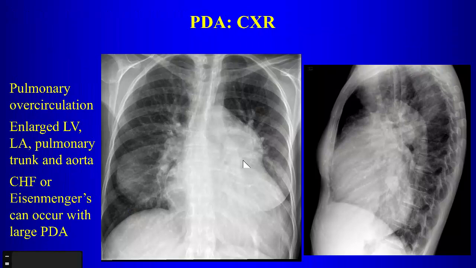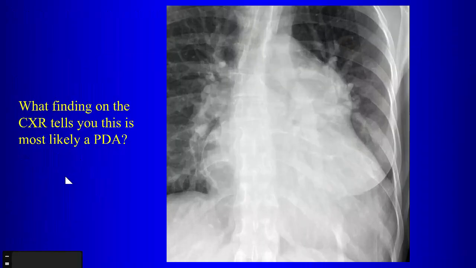Pulmonary overcirculation, big pulmonary arteries here, okay? And PDAs can result in Eisenmenger's. This was an adult patient who had Eisenmenger's because of the PDA. What finding on the chest x-ray tells you that this is a PDA? We have overcirculation, big pulmonary arteries. If you're thinking left to right shunt, adult patient, what is the finding on the chest radiograph that nails it? That's a PDA. What's the finding?